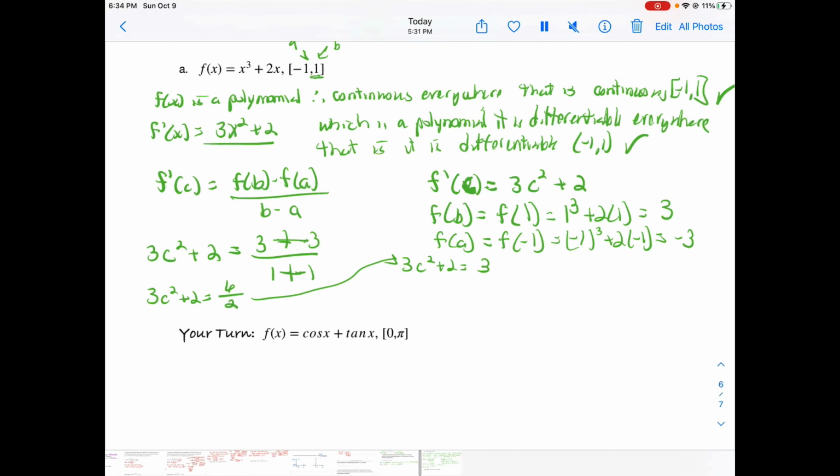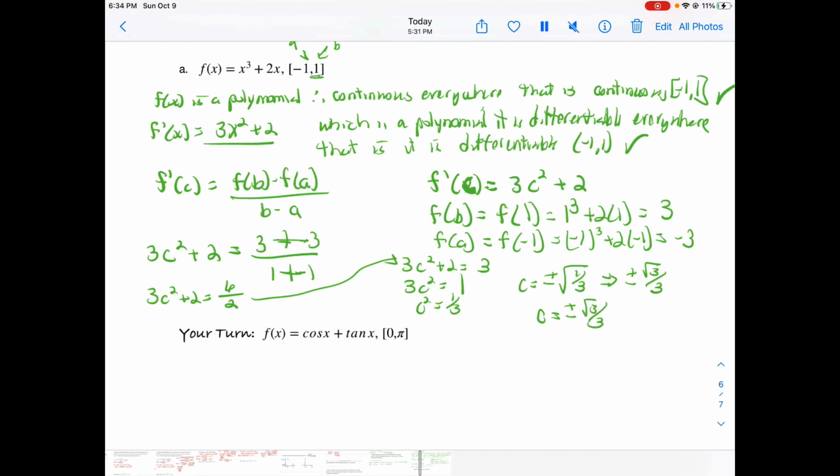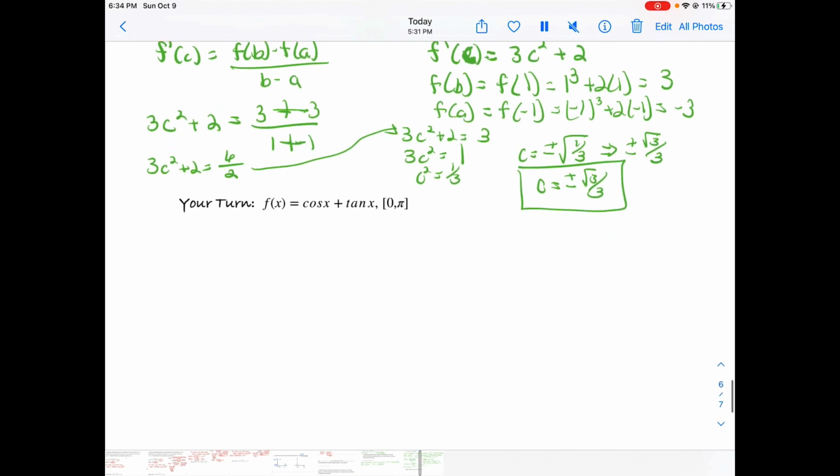Solving for c, I'm going to subtract 2 from each side. That gives us a 1. Divide each side by 3. And then square root each side and rationalize the denominator. And I get that c is equal to plus or minus the square root of 3 over 3. Now I need to check and see if these are in the interval from -1 to 1. Well, the square root of 3 divided by 3 is within that interval. It's like 0.5 something or negative 0.5 something. So these are our c values that are guaranteed by the mean value theorem. So at the square root of 3 over 3 and at negative square root of 3 over 3, the slope of the secant line is equal to the slope of the tangent line. Your turn.